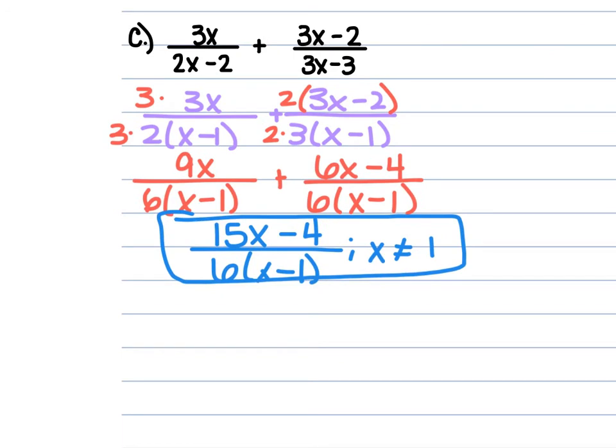We would, for this, set that least common denominator not equal to 0. So the 6 is not equal to 0. That we don't have to worry about because there's no variable with that. And then the x minus 1 is not equal to 0. So that one would go ahead and give us that x is not equal to 1.